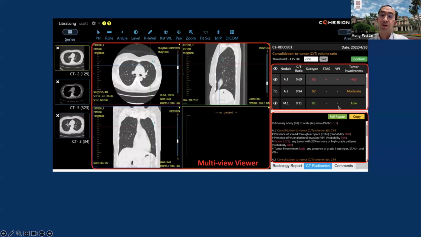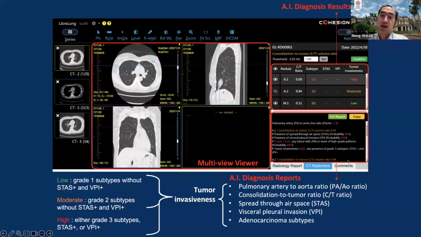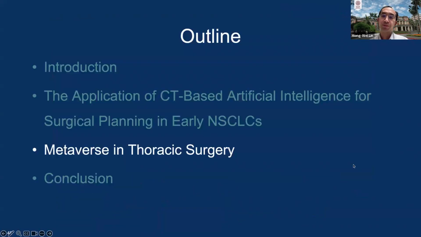And this is the actual interface of the platform. After we click on the nodule of interest, the system generates a pathology-like text report, just like you see in a pathology report daily. The report includes the consolidation-to-tumor ratio, and the predicted subtype, STAS, and visceral pleural invasion. It shows the probability, and also whether the probability is high, moderate, or low. So the surgeon can then use this information to help decide the appropriate extent of the resection.